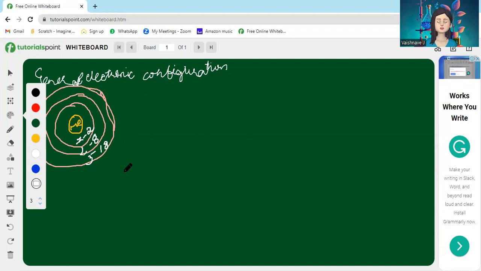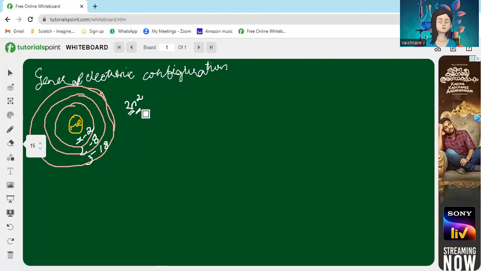Now, how do I know this? By the formula 2n squared. Here n is the number of the shell. So, if you want to calculate for 2, 2 squared is 4, 4 twos are 8. So, 8 electrons. Clear? By the formula 2n squared. That is for shells. But today we are going to focus on general configuration.